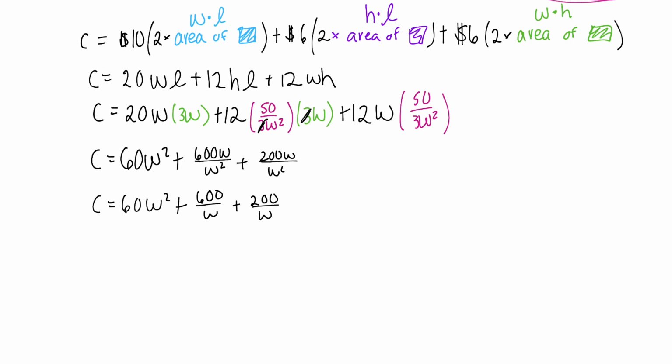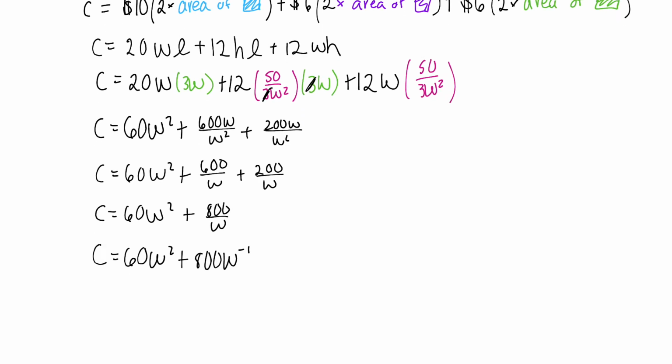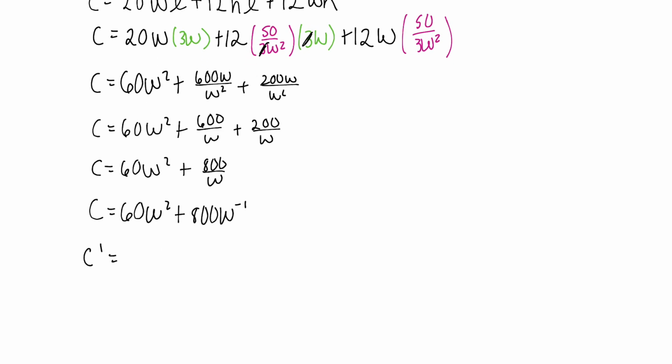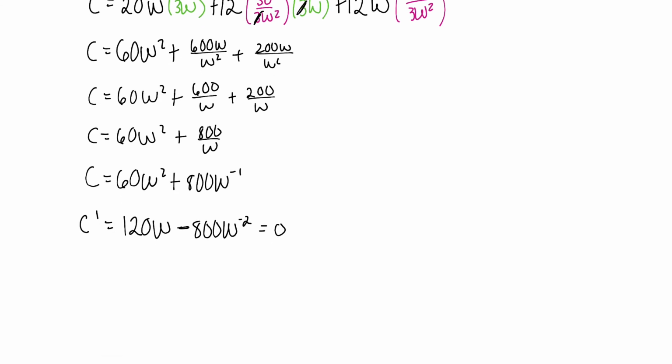One of those w's cancels, so you have 600 over w plus 200 over w. These are like terms. They can be combined together. So you have 800 over w. And that can be rewritten, I know it's a lot, but this can be rewritten as 800 w to the negative 1. We are good to take the derivative now. So we have 120 w minus 800 w to the negative 2, setting this equal to 0.